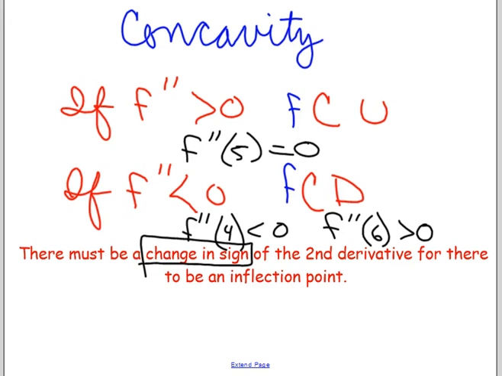So for the concavity, yep. The graph f is just the original graph. The original equation, right.